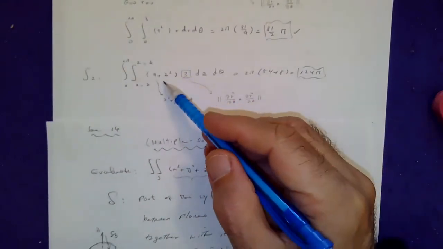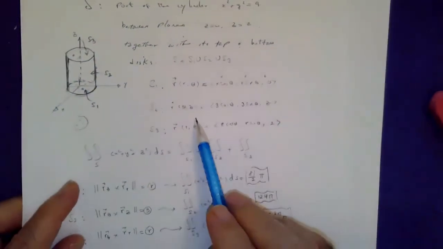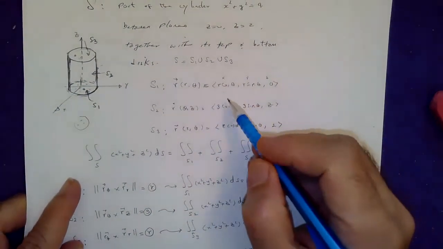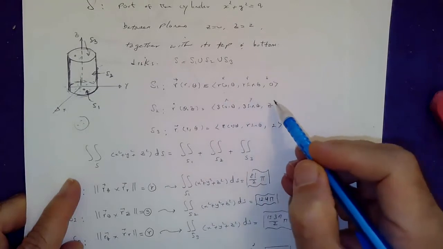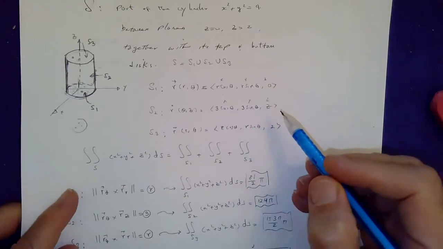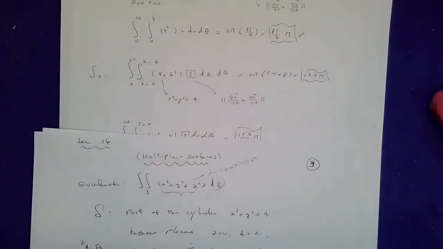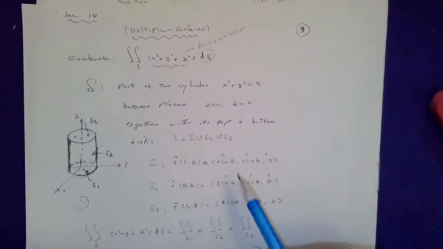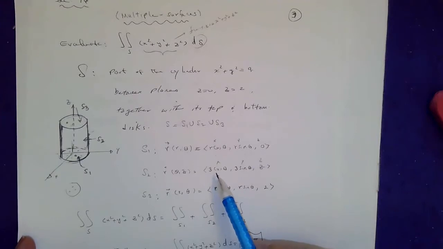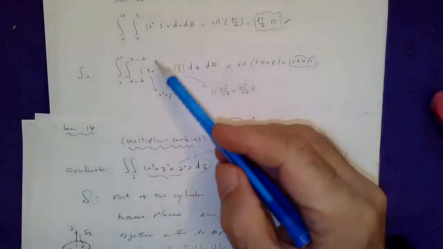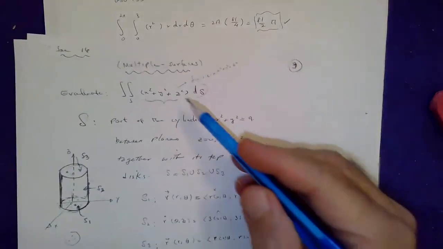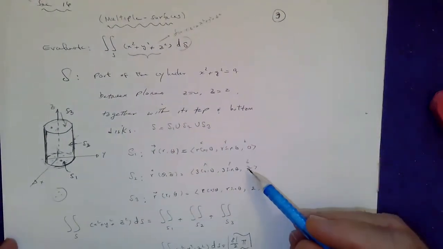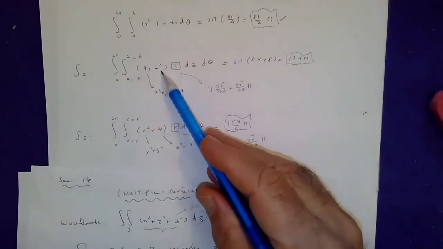Well, for this one, I have to use these parameters. Remember, this is your x, this is your y, and z is z. So when you do that, you will end up with what? 9 cosine squared plus 9 sine squared, which is 9. And then plus z squared, but z was z, so I still get z squared.